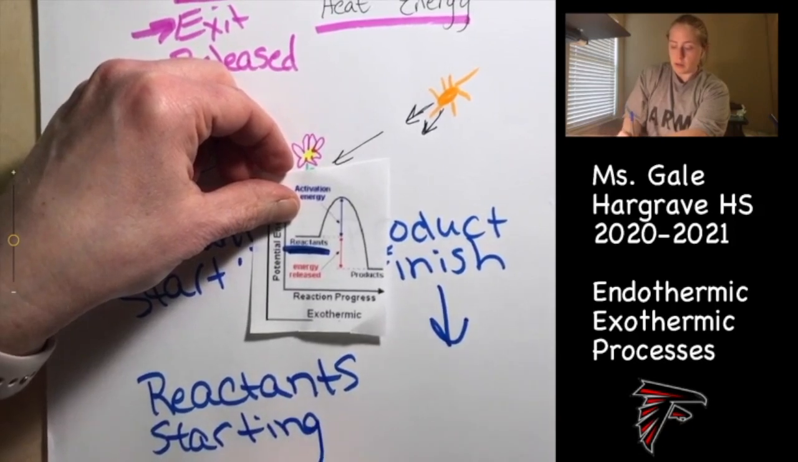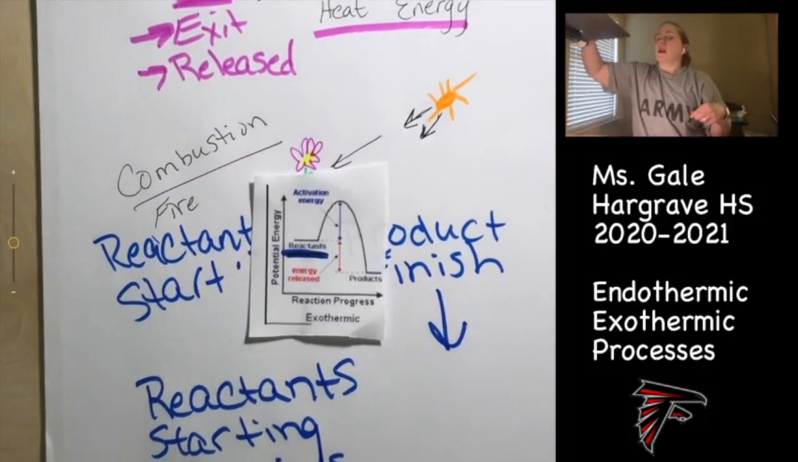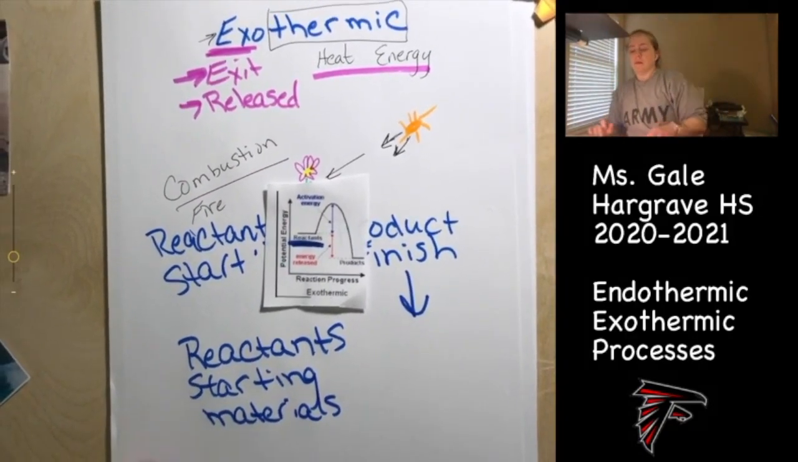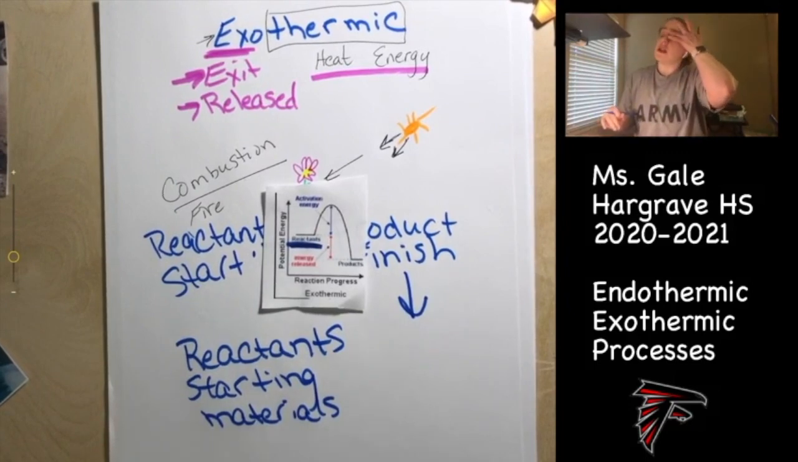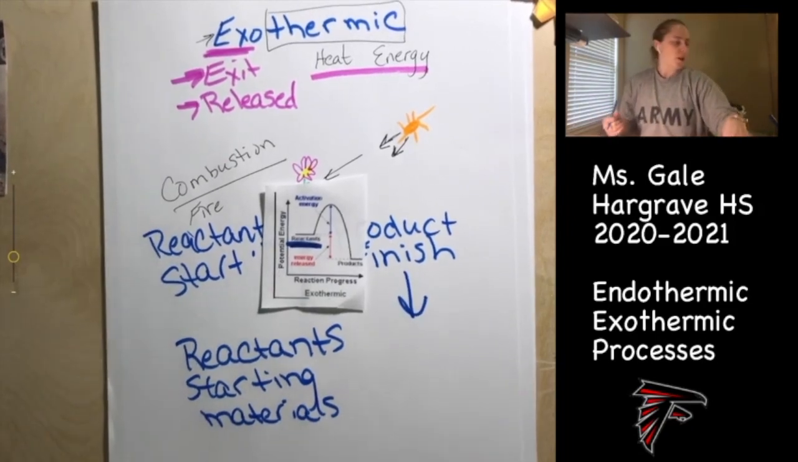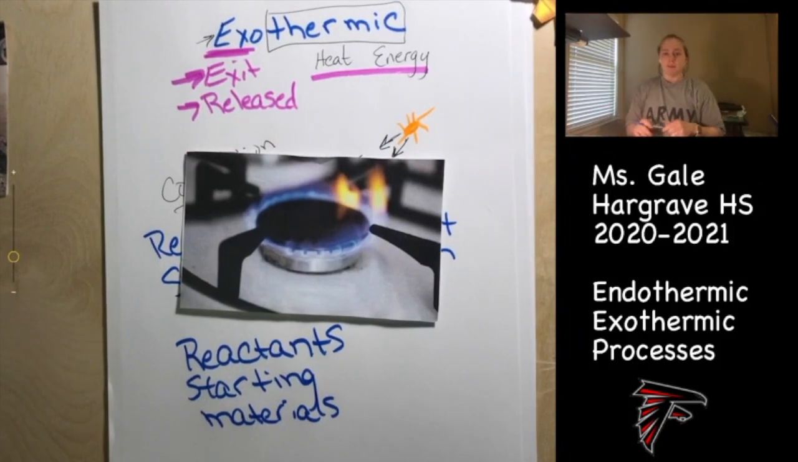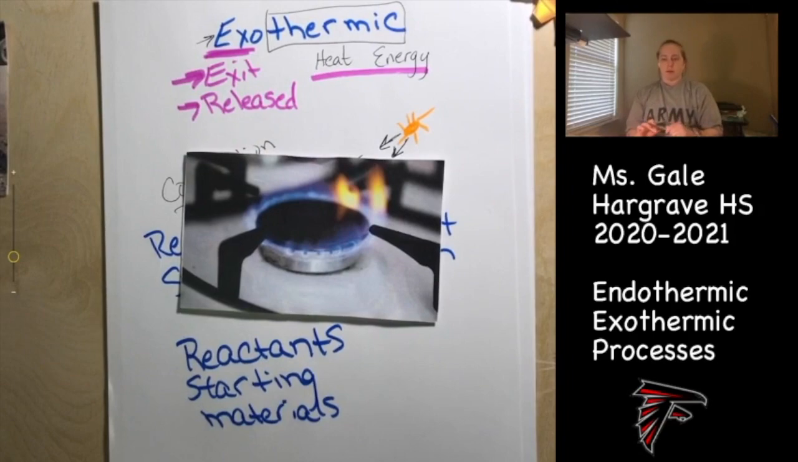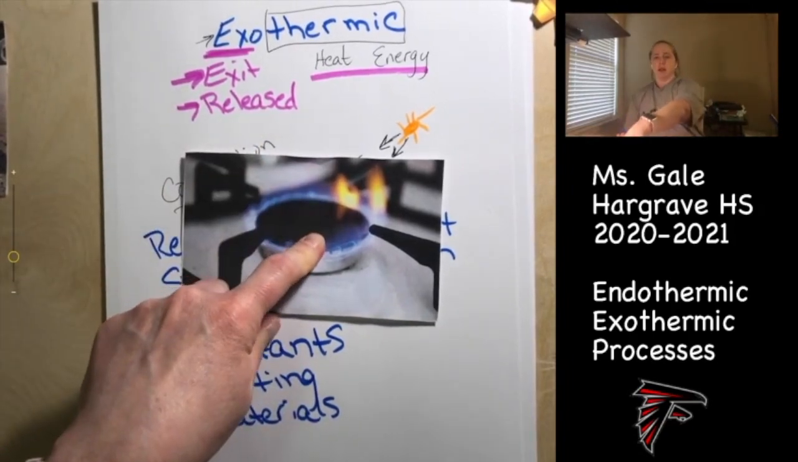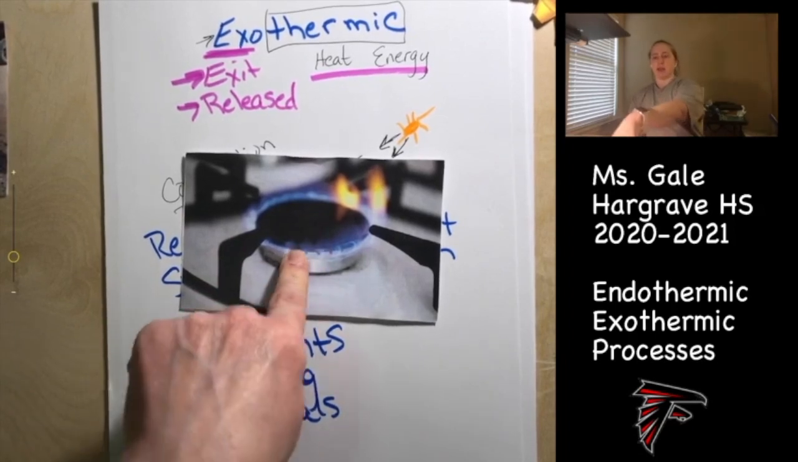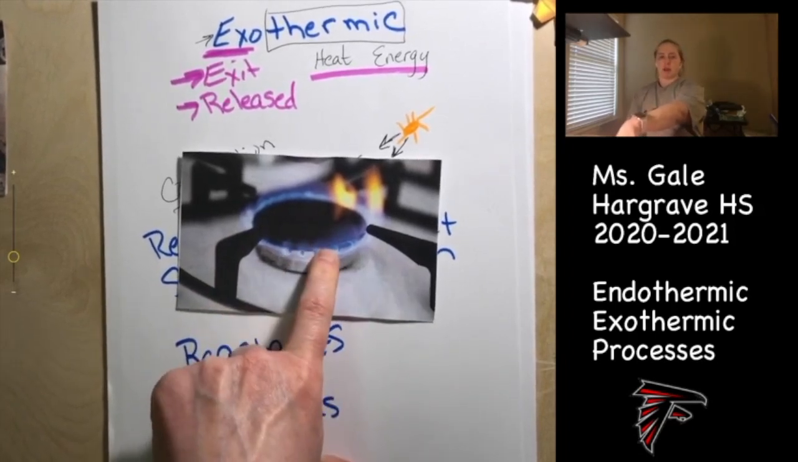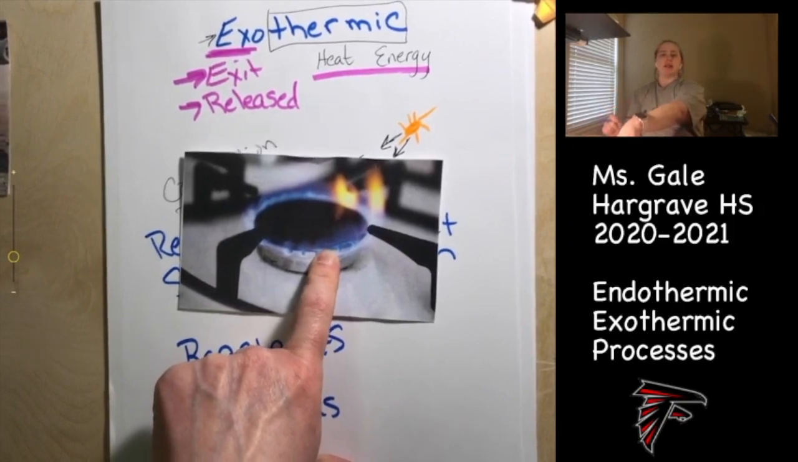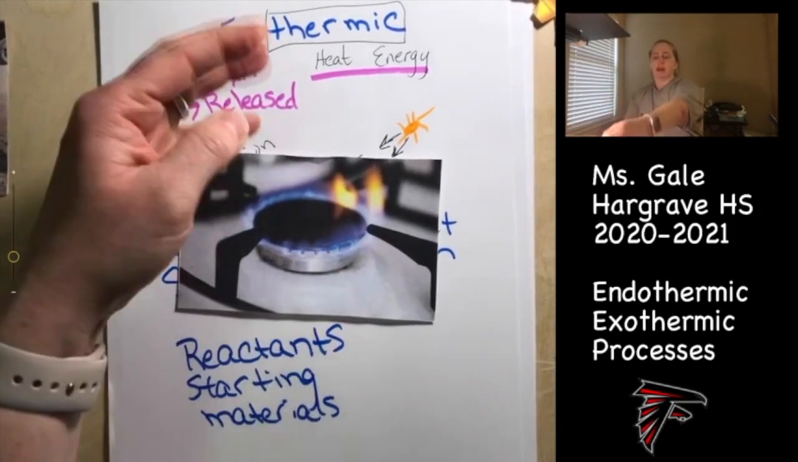Starting materials. Okay, so let's think about this for a second. A real situation. You start with a lit burner. Think of the burner. You turn that burner on. This is exothermic. What happens when you shut the gas or the electricity off on this burner? All of your energy is now gone. It is no longer exothermic. The energy is gone.